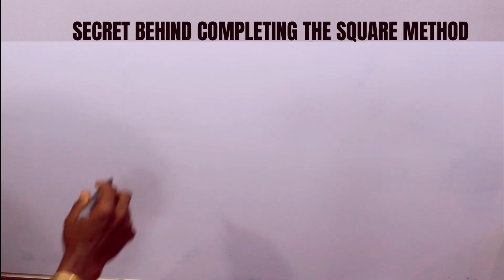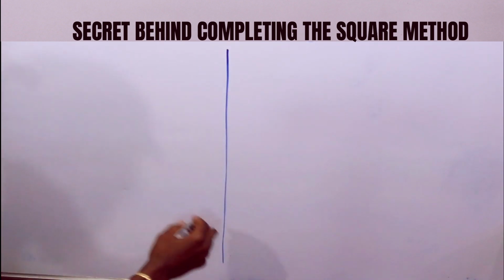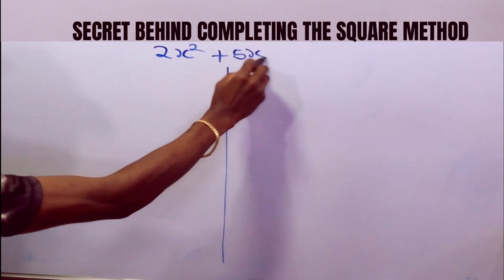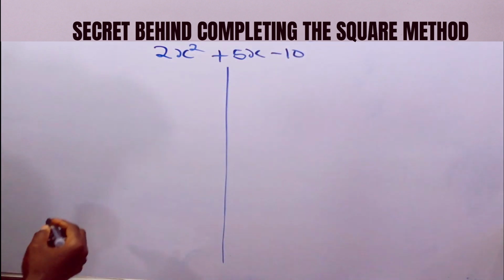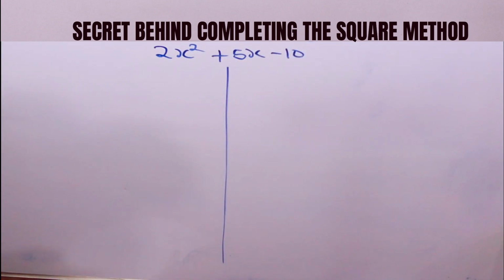You may want to ask, why the completing the square method? Let's compare these two expressions, 2x squared plus 5x minus 10. Completing the square actually helps us simplify a quadratic equation so that it looks easy and simple to solve. It puts the equation in a simple form.